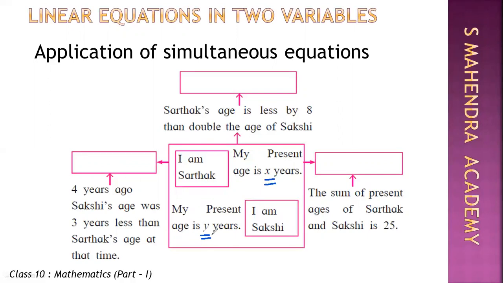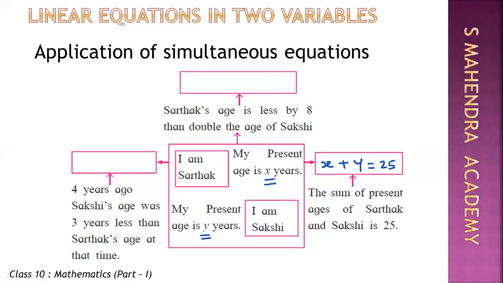Condition 1: the sum of the present ages of Sarthak and Sakshi is 25. Means the addition of the present age of Sarthak, that is X years, plus the present age of Sakshi, that is Y years, and the summation of these two variables is 25.